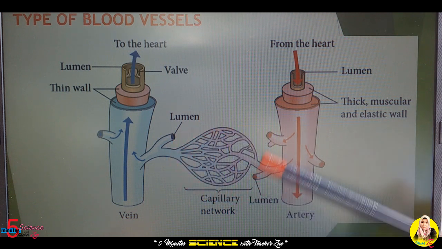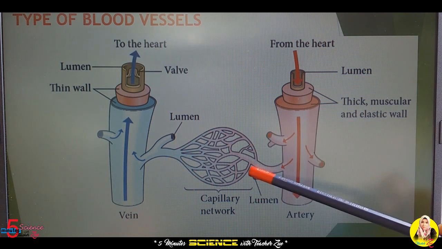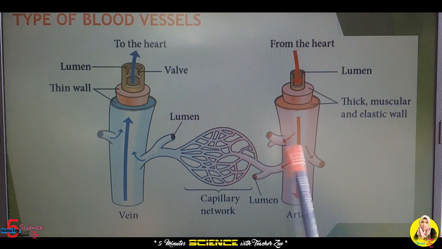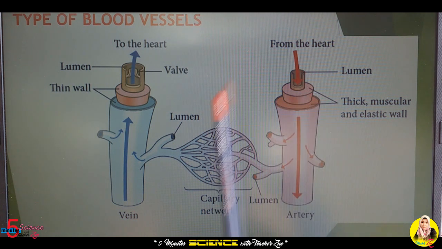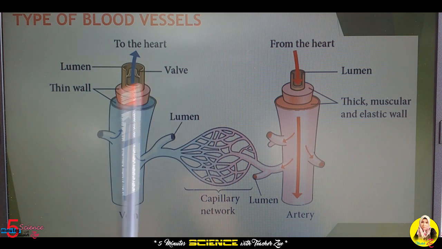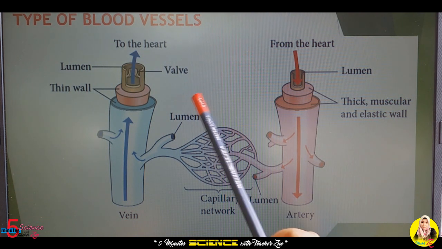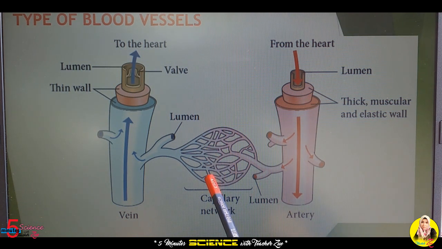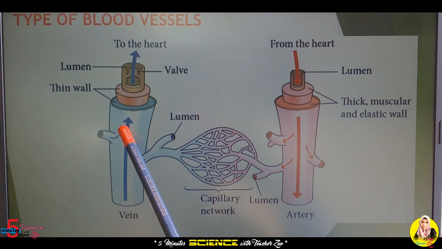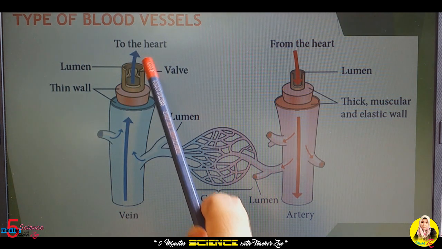Okay, capillary. Here is the capillary, near the body cells. So, the left side contains oxygenated blood, and this side contains deoxygenated blood. Here, what happened? Oxygen diffused into the cell and carbon dioxide diffused back into the capillary. So, vein transports deoxygenated blood to the heart.